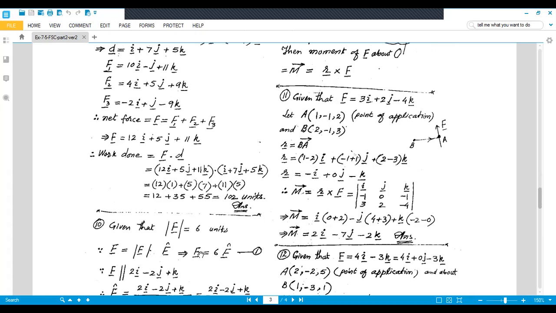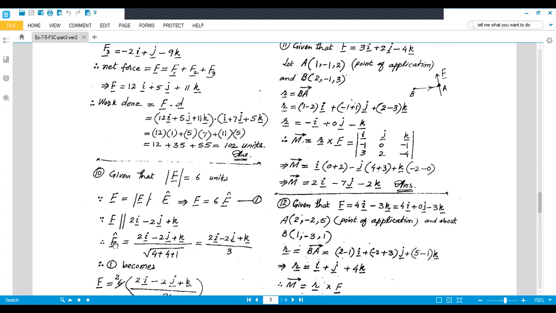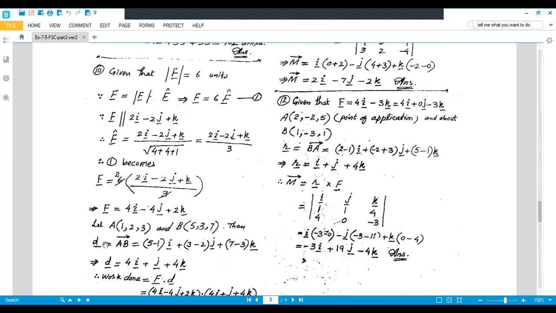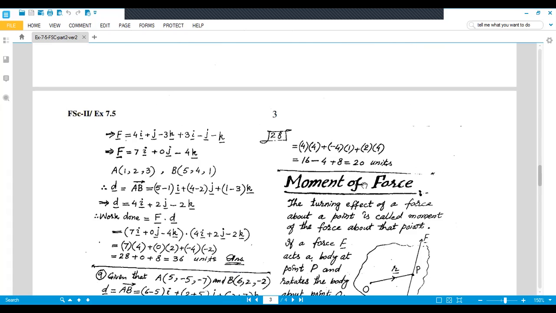So that means the force is equal to 6 into F unit vector. So F unit vector is the force which is given, that is 2i minus 2j plus k, which is parallel, divided by its magnitude, that is equal to 3. So 1 by 3 multiplied with this, so F is equal to this. So for AB we find the position vector, we find the vector D: 5 minus 1 i, 3 minus 2 j and 7 minus 3k. So we get this, then we take the dot product, so we get the required result.